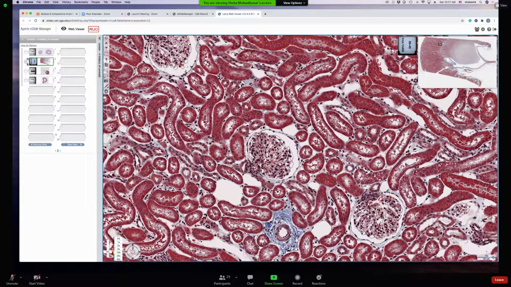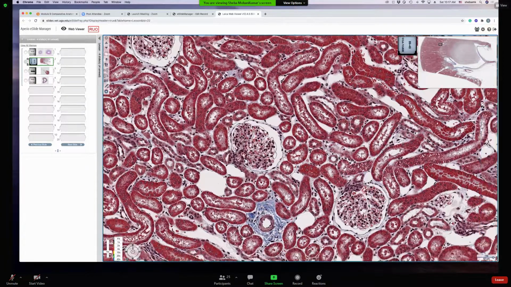What are these cells called? JG cells? Juxtaglomerular cells? Is it macula densa? No, this is the macula densa right here. The macula densa is part of the distal convoluted tubule.